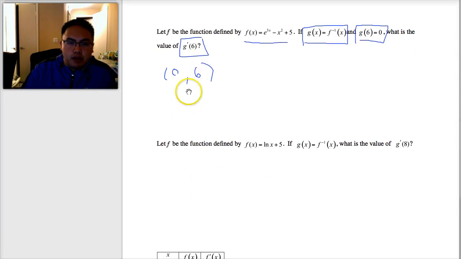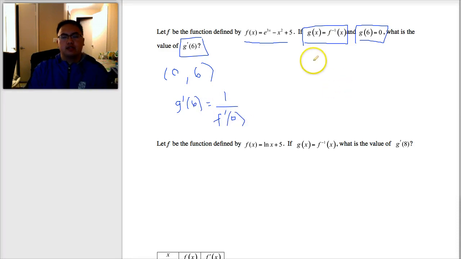Now, if I want g prime of 6, I'm going to need to do 1 over f prime of 0. In the previous two problems, remember they gave me f prime of 0, right? Do you see how they didn't give us any f prime of 0 or any f? I can't just plug it in. That's what made this problem easy.